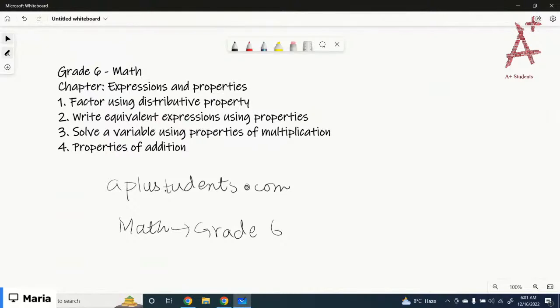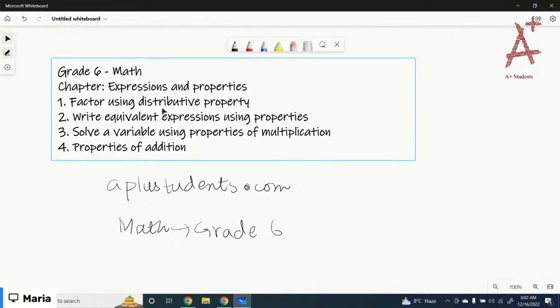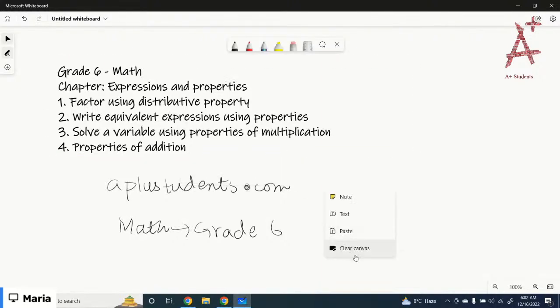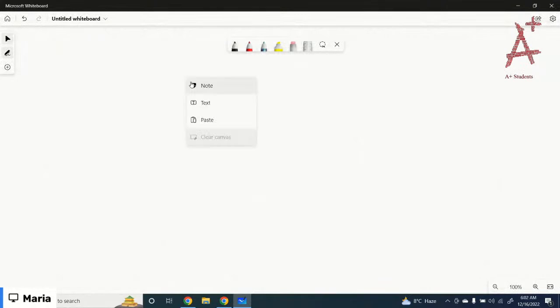So here is the list of the lessons we are going to cover today. They are factors using distributive property, write equivalent expressions using properties, solve a variable using properties of multiplication, and then properties of addition. Let's start with the first lesson, that is factor using the distributive property. Let me write down the lesson name, then we'll start. Factor using distributive property.